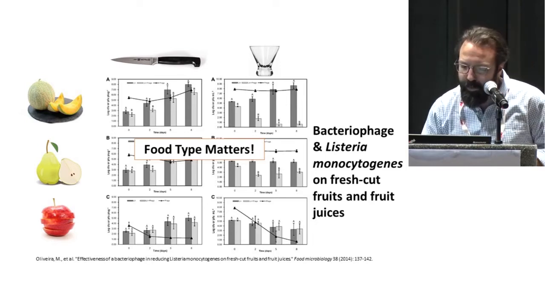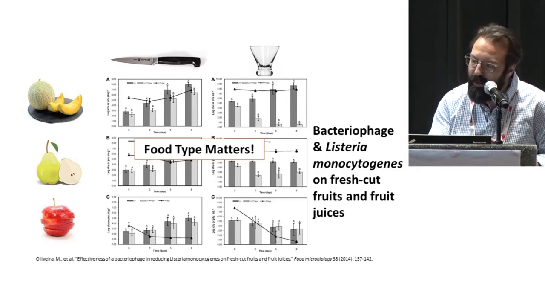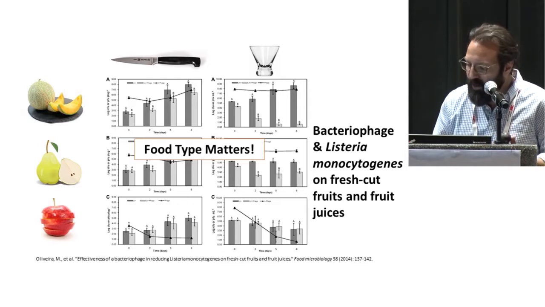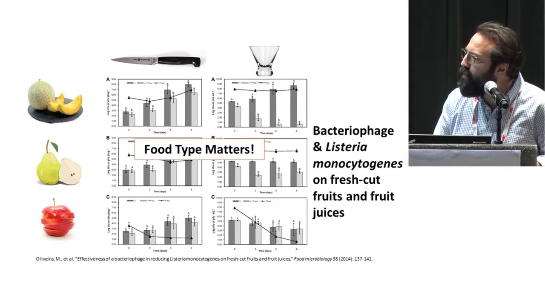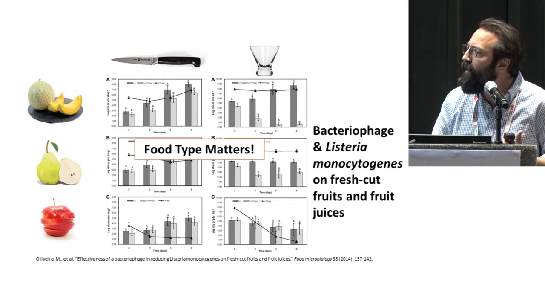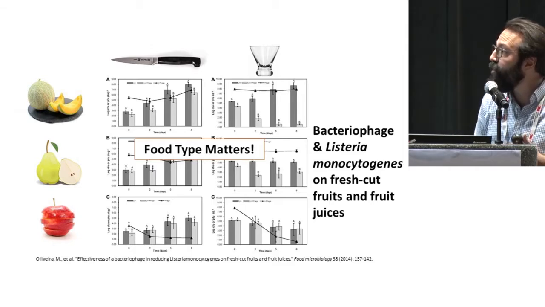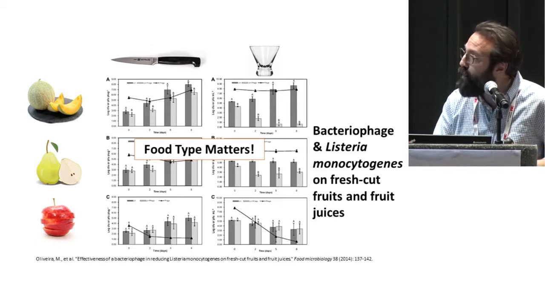And they also saw a pretty big die-off or disappearance of phage in their solution, which they thought was probably due to pH, but it speaks to the fact that the food type that you're trying to treat with phage matters, and you need to take this into consideration and do some validation studies to make sure that the phage are actually doing what you're hoping they're doing in your food.